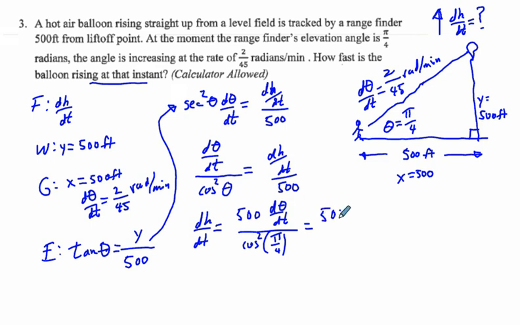And so that is going to be 500 times 2/45ths, and then also in the denominator we're going to have cosine squared pi over 4. Well, what's the cosine of pi over 4? It's going to be square root of 2 over 2. So let's go ahead and put that in our calculator. We're going to have 500 times 2, or 1,000.